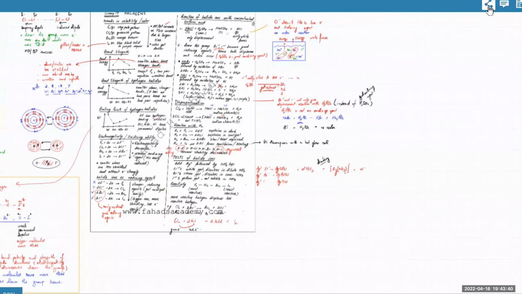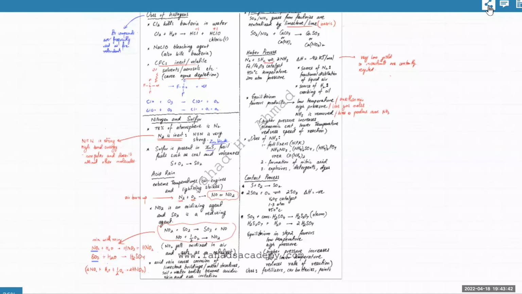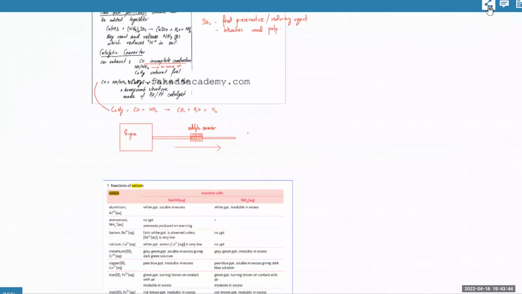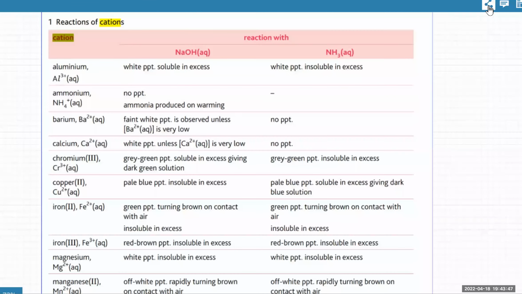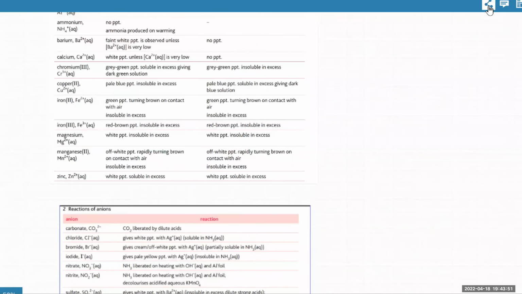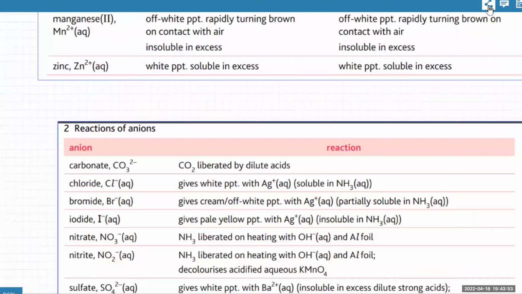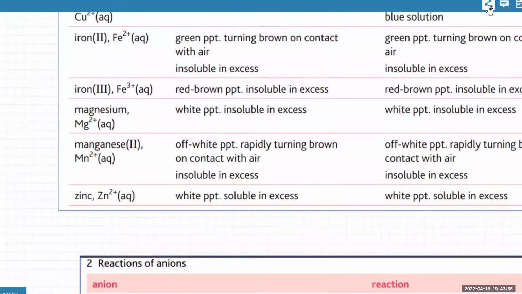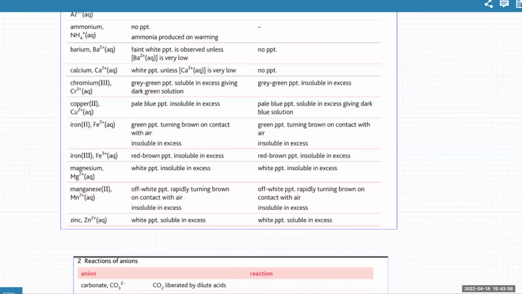Even most of you are not giving the practicals, but here the tests are copied. Okay, so you should remember the tests. It's O-levels tests of cations and anions. How do you identify a carbonate gas? So this is also part of inorganic. You have to remember this as well.